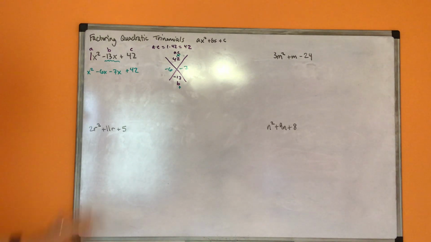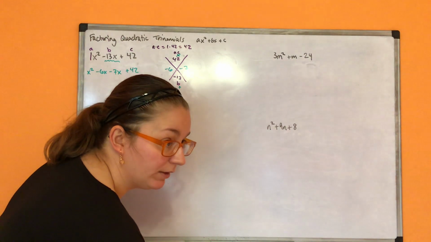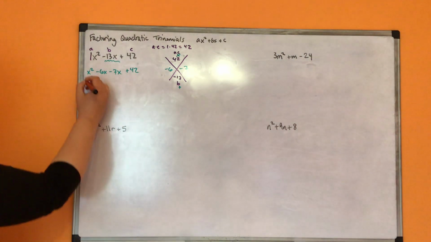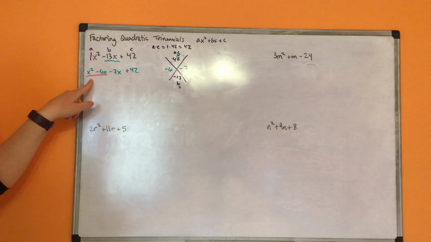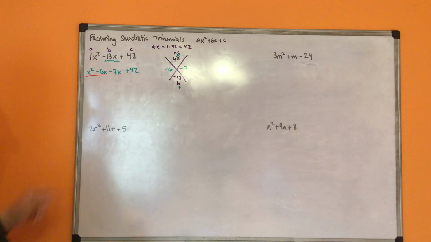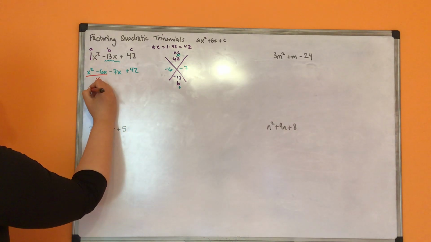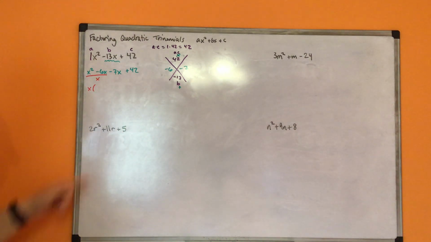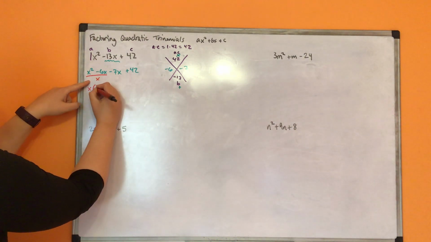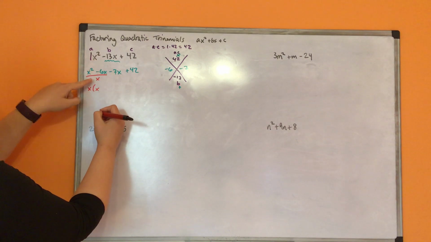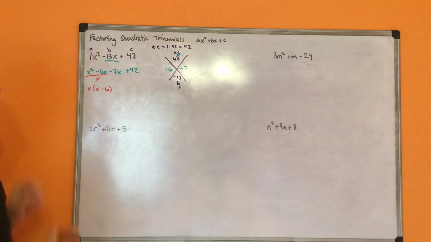Why did I do all that? Well, this now looks like 4 terms. We know when we have 4 terms, we can factor by grouping, just like we did in the last lesson. The GCF of x squared and negative 6x is x. When I factor out that GCF, x squared divided by x is x, and negative 6x divided by x is negative 6.